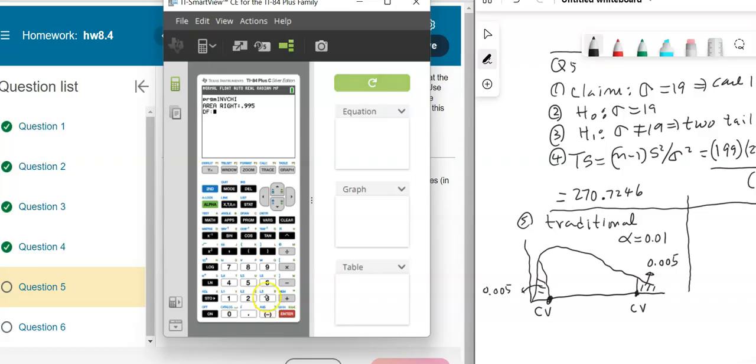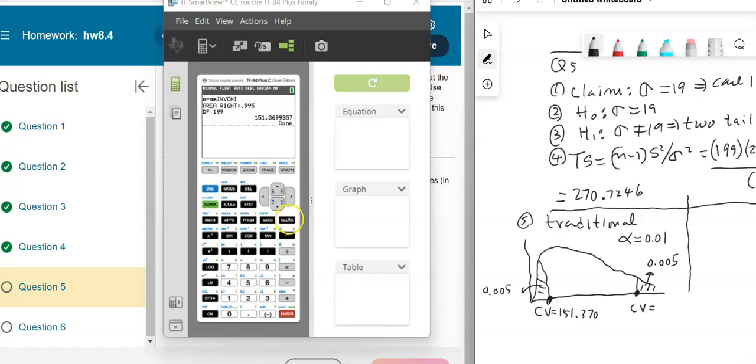Okay, what's the degree of freedom? It is 199. So this critical value is 151.3699, so I can say 270. What is this critical value? So the area is simply 0.005.